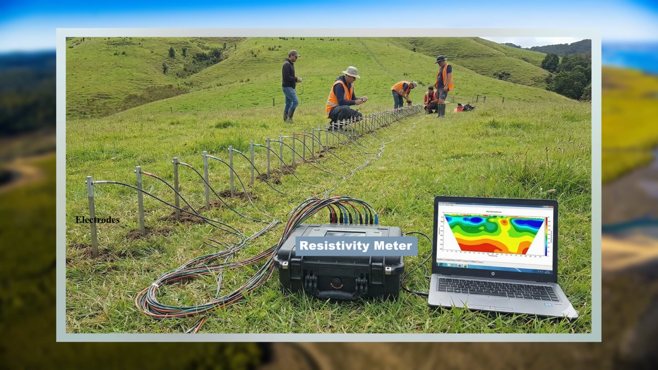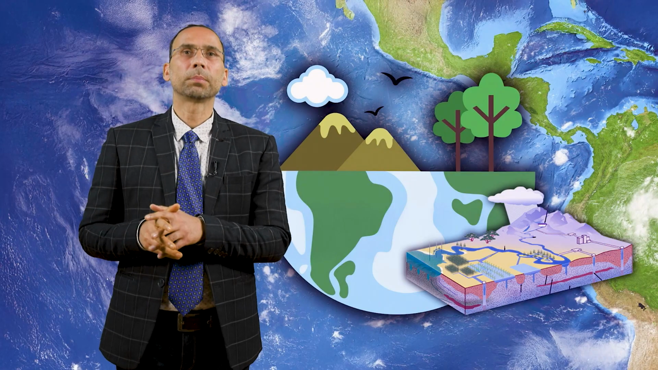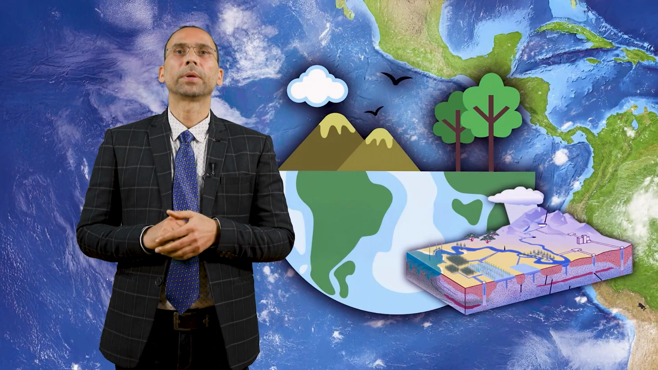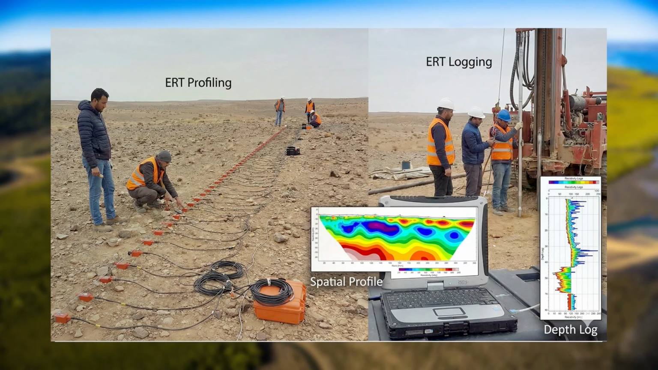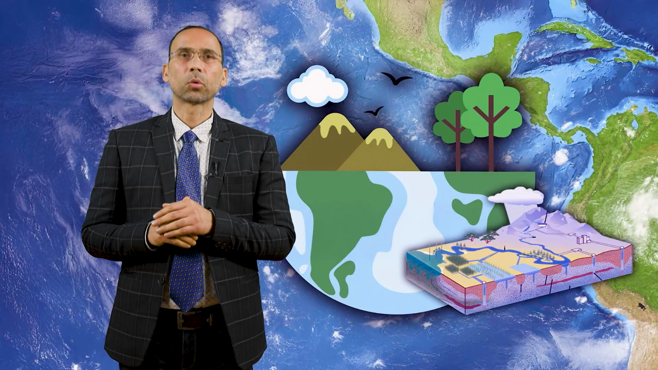ERT has been able to delineate aquifer boundaries, track contaminant plumes and monitor infiltration processes. Two configurations of electrical methods are commonly used: ERT profiling, which gives the spatial information, and ERT logging, which gives the depth-wise information. Other electrical methods include self-potential, induced polarization and electromagnetic methods.